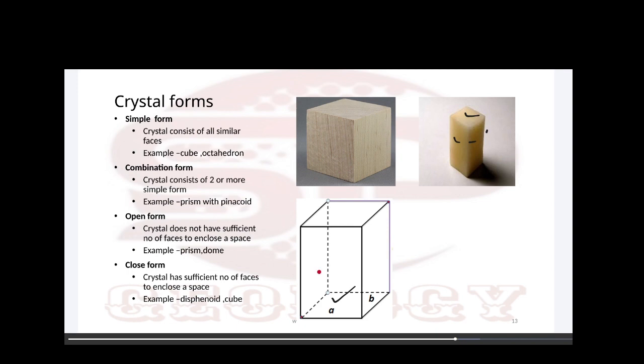The combination form consists of two or more simple forms. Suppose this is your example. One, two, three, four: these are one type of face, and the top and bottom are another type of face. So it is a combination of two simple forms. These four will be considered as one simple form, and the top and bottom will be considered as another simple form.